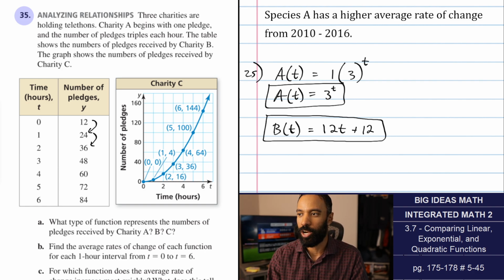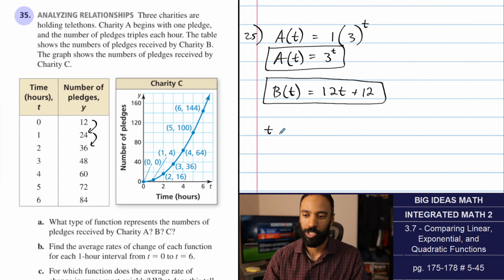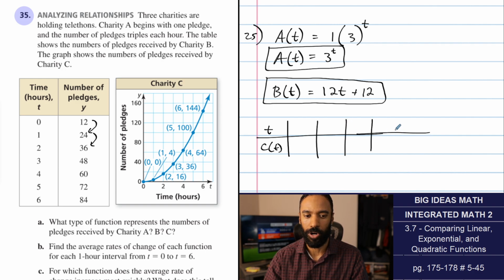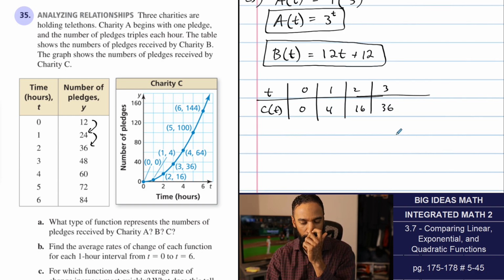Let's talk about charity C for a little bit. So T and C of T. Let's look at some of those and see what's going on, because they're also, oh, okay, I see the other ones. So 0, 1, 2, 3. Let's use those ones. We got 0, 4, 16, and 36. I clearly see a quadratic behavior here as well.